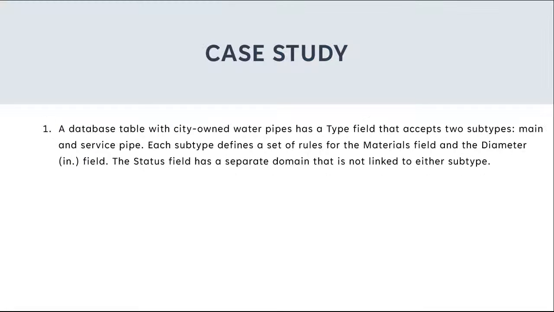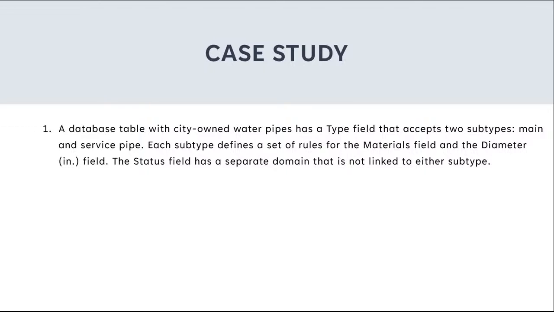But let's look at the case study we have here. A database table with city water pipes has a type field that accepts subtypes. Two subtypes. Now, don't forget when we say subtypes, we categorize things under it. Now, these two subtypes are main and service pipe.